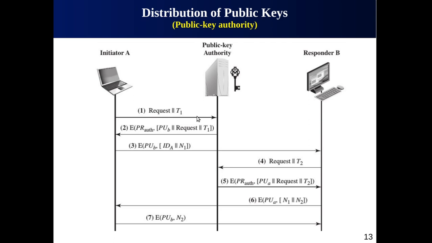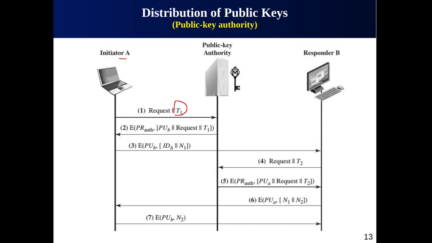This request will contain T1, which is like a timestamp of the message. And the request is for a key that A could use to communicate with B. Hey, I want to communicate with B. I need a key. Could you please provide me a key so that I can communicate with B? That is the request. And then the server, the public key authority, will respond in step number 2.